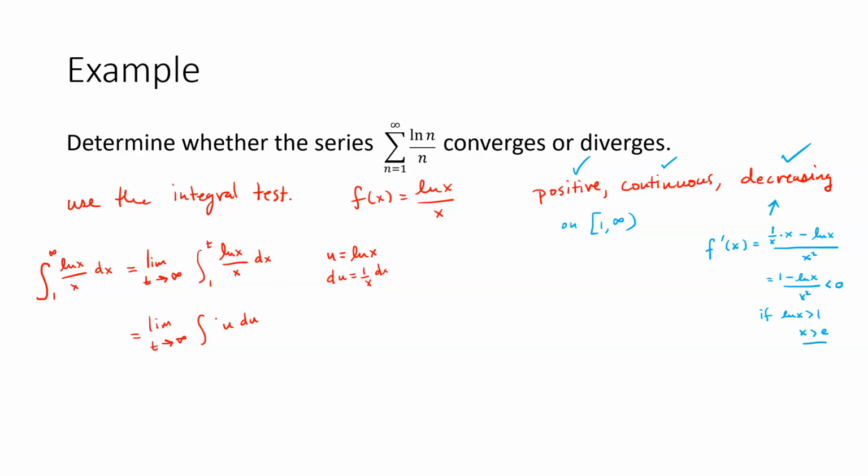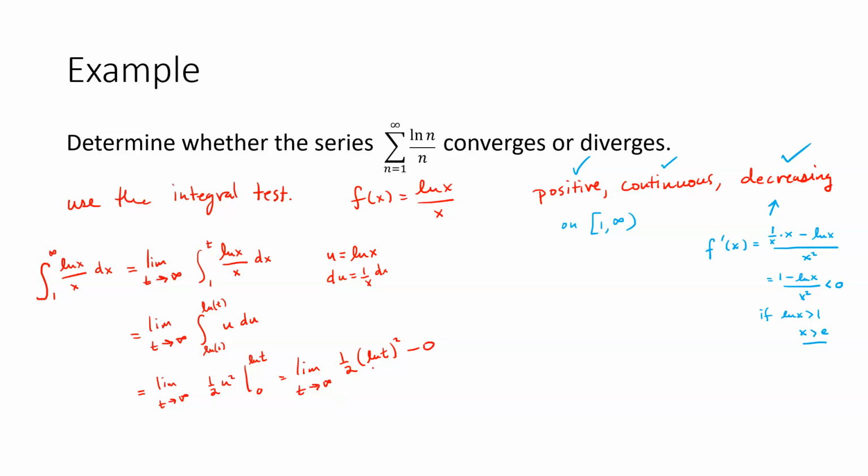I'm going to change my limits of integration. Instead of 1 to t, it's going to be ln of 1 to ln of t, since we're substituting, so I also have to change those limits of integration. And now when I integrate it, it'll be 1/2 u squared from ln of 1, which is 0, to ln of t. So this will be the limit as t approaches infinity of 1/2 ln of t squared minus 0.